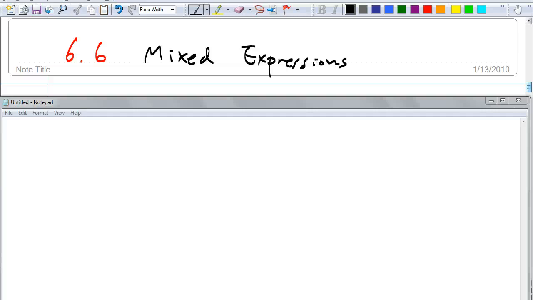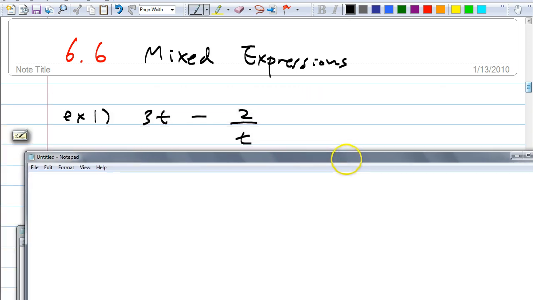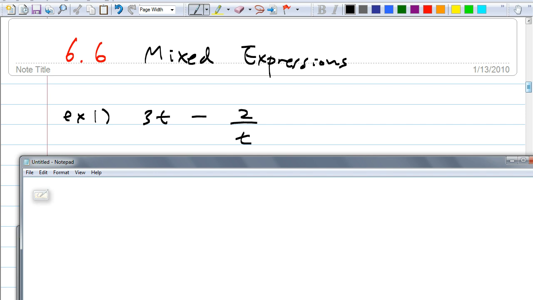Today we're going to talk about mixed expressions. Okay, this section you'll find a lot easier than last sections because the kind of expressions you get is something like this: 3t minus 2 over t. Why is this sort of question nice? It's not adding or subtracting two fractions, it's a monomial minus some fraction like this. Why is this nice?